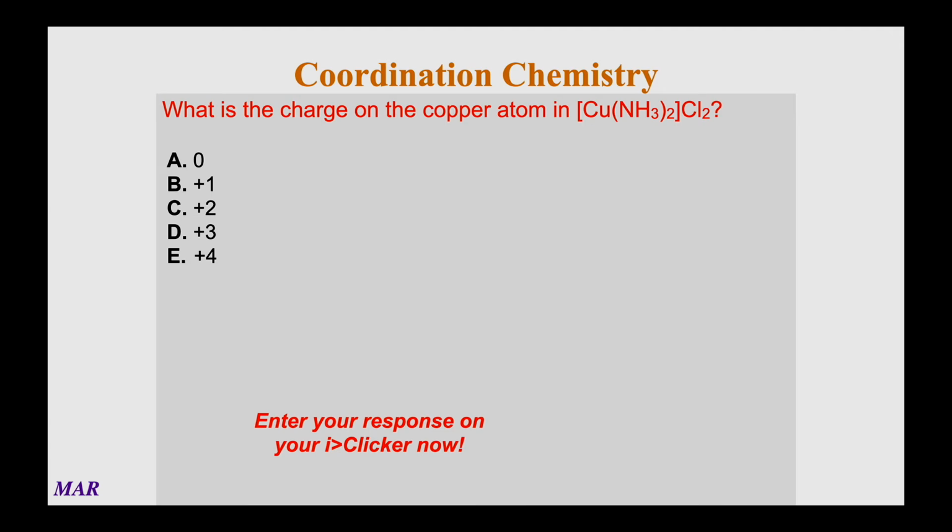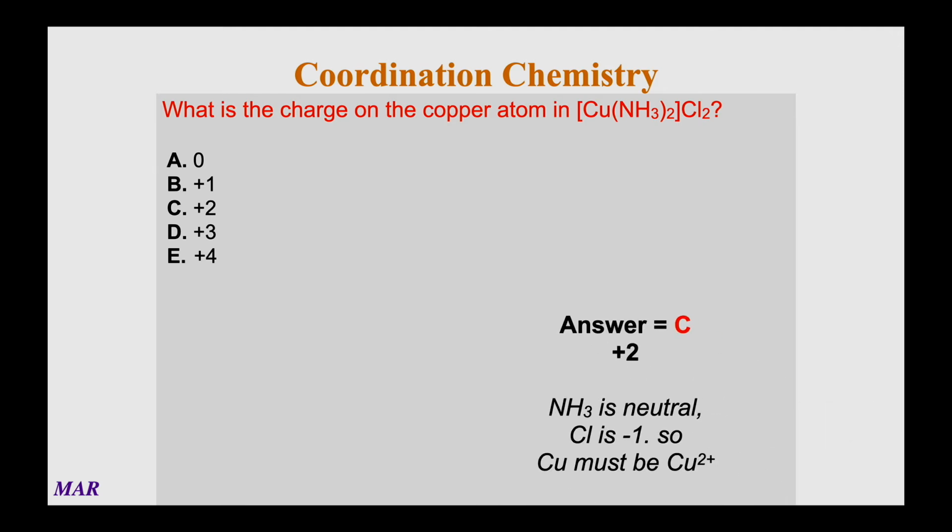No problem. Ammonia, NH3, is neutral, so we don't have to worry about that. But you do see that there's 2 chlorides and 1 copper. So chloride, like everywhere, has a -1 charge, and there's 2 of them. Copper is balancing that out. Notice that there's no charge on that molecule. It's a neutral compound, so this must be a copper +2, all right?